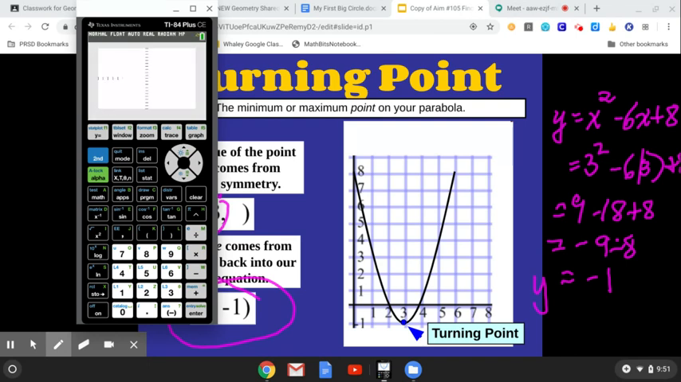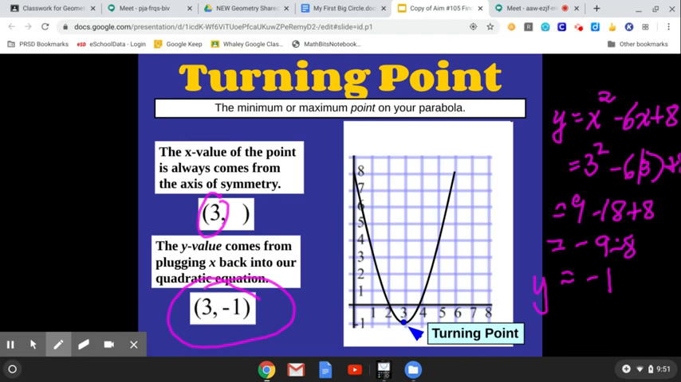Now we already know what the graph looks like, but let's look at it again. If I want to get the turning point, one thing I can do is hit second table, and I can go where x is equal to 3, and I can see right up there, 3, negative 1. So there's my turning point that way as well. So as long as I know my axis of symmetry, I can find the turning point in the table of the graphing calculator. So there you have it.